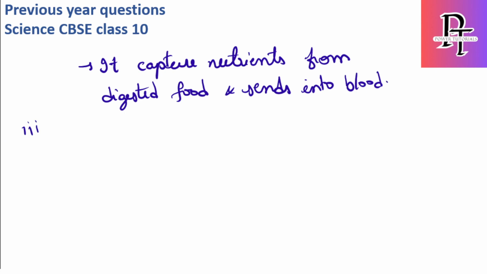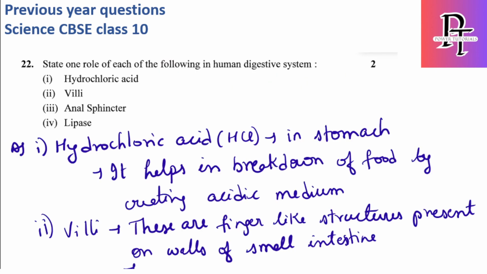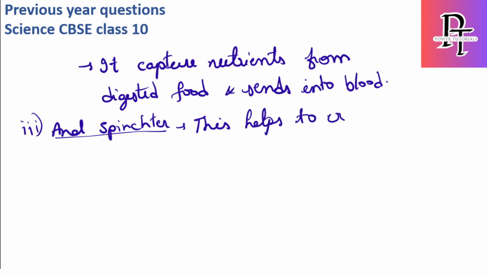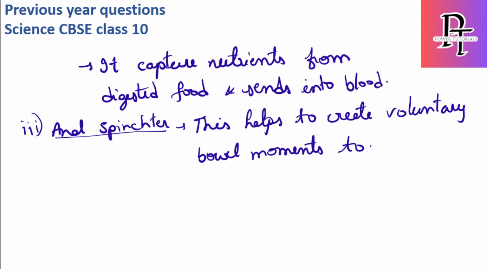Third one, anal sphincter. So where it is present at the end of rectum. Okay, so this helps to create voluntary bowel movements to remove feces from rectum.